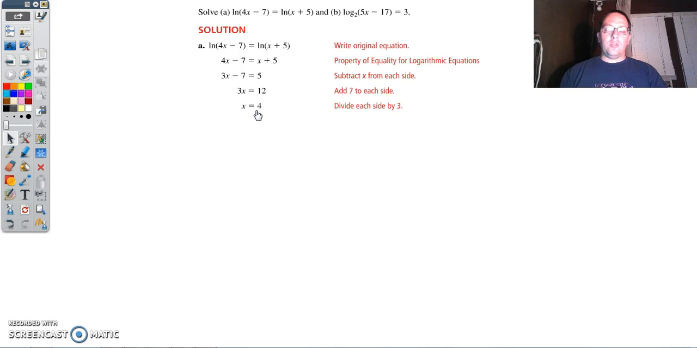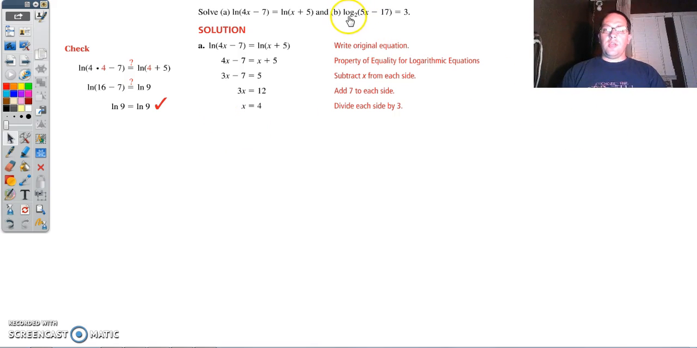All right? So pretty simple. We can check it over here. If we take 4 and plug it back in, 4 times 4 is 16, minus 7 is 9. 4 plus 5 is 9. Natural log of 9 equals natural log of 9. All right, so we see it works, and it's good.